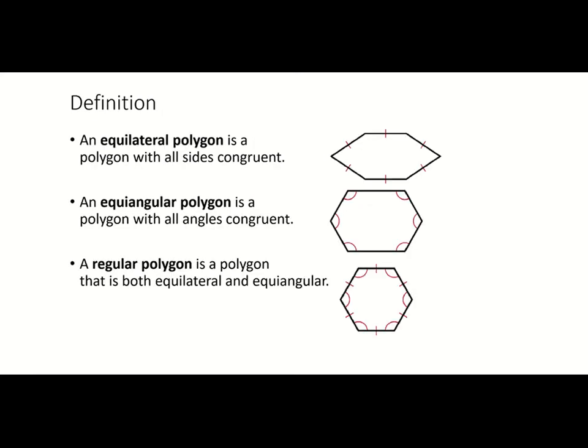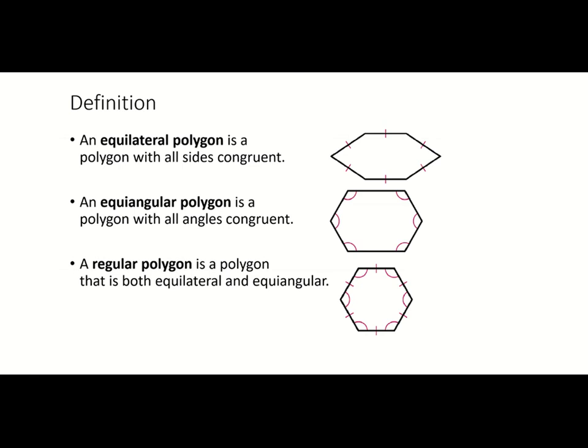All right, we talked about equilateral and equiangular in triangles. Now we're going to look at equilateral polygons. If you have an equilateral polygon, that means that all sides of the polygon are congruent. So this figure right here would be an example of an equilateral polygon because all the sides are the same. They're marked the same.